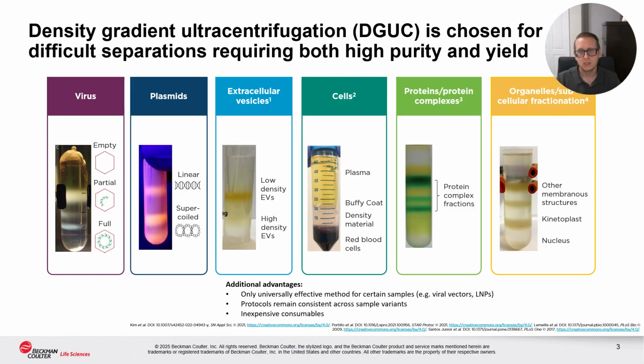But regardless of what you're purifying, density gradients often provide unmatched resolution, especially when you're trying to separate closely related populations, so things like empty and full AAV capsids. And in many cases, density gradient ultracentrifugation is the only universal purification method. For example, with AAV, it can work across all serotypes without additional optimization being required.